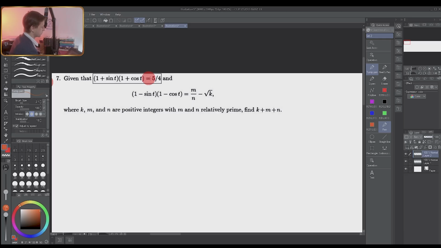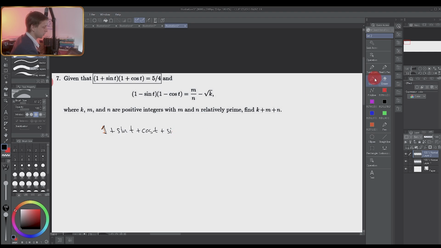We will solve it, and of course it's a good idea to start by expanding this parenthesis. We'll have 1 plus sine t plus cosine t plus sine t times cosine t equals 5 over 4.